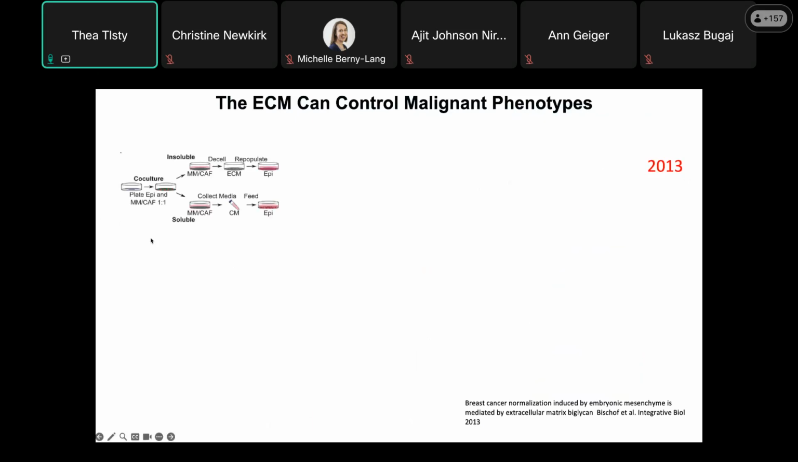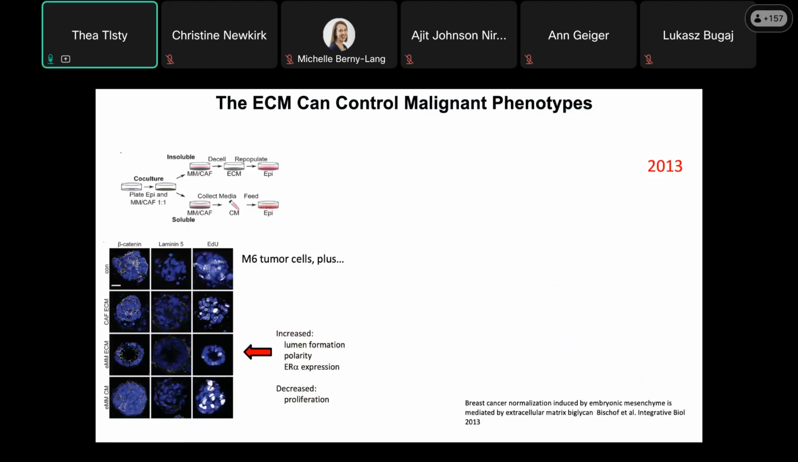He wanted to ask, what's coming from the stroma? Is it soluble or insoluble that's allowing this repression of malignant phenotypes? And so here are the tumor cells grown in Matrigel. You can see that they're disorganized, quite proliferative, etc. If you put on conditioned media from those normal fibroblasts, called embryonic murine mesenchyme, that's the EMM, what you see is that there is no normalization.